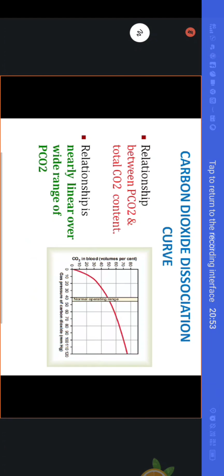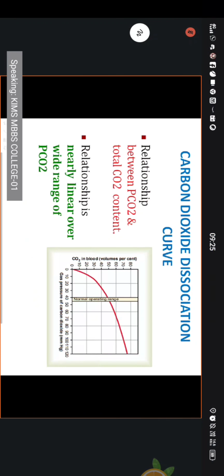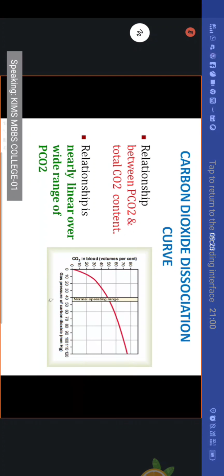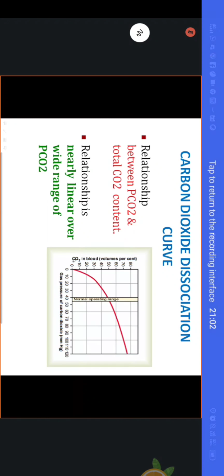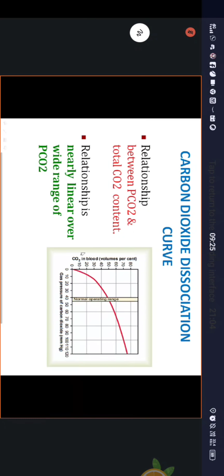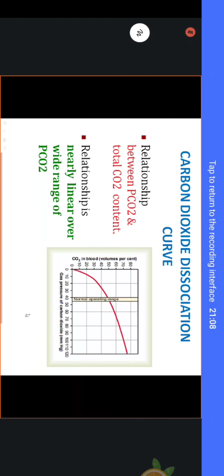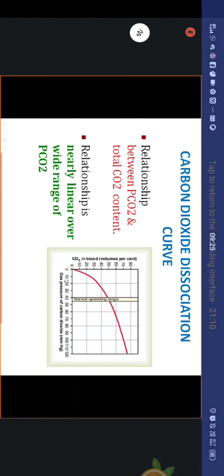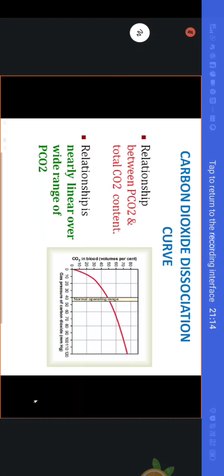So coming to the carbon dioxide dissociation curve. What is the carbon dioxide dissociation curve? It is the relation between PCO2 and volume of CO2, pressure and volume of CO2. Actually, if you have completed the oxygen dissociation curve, we will understand this better.